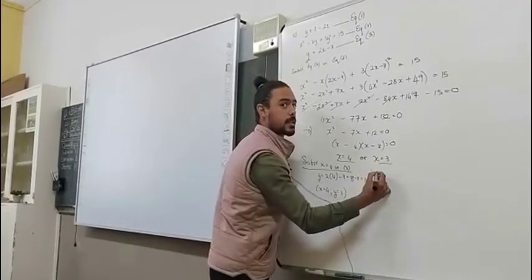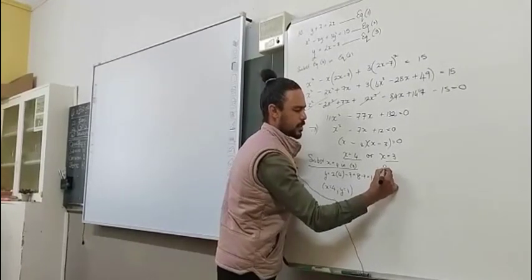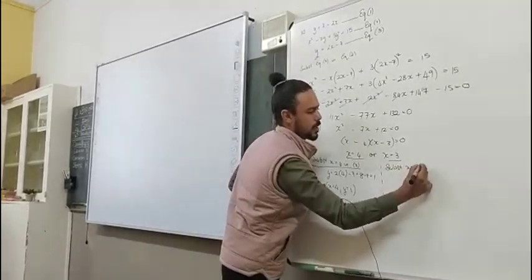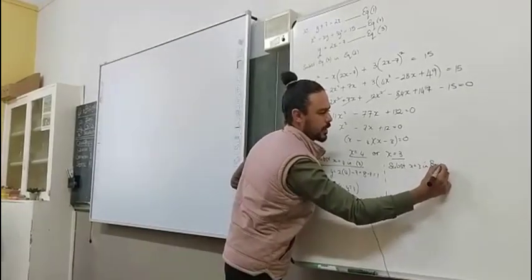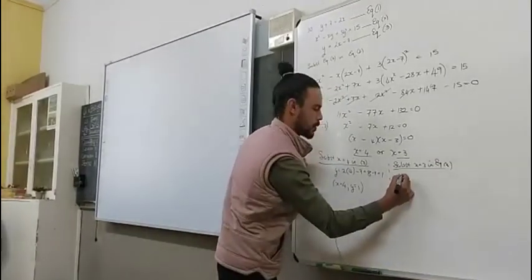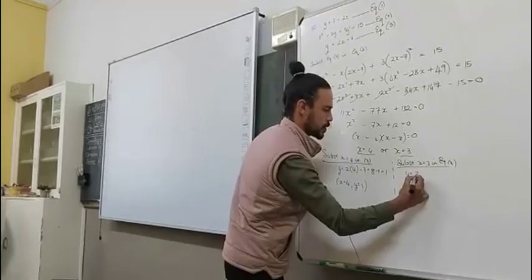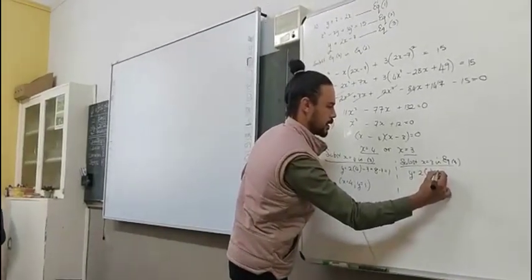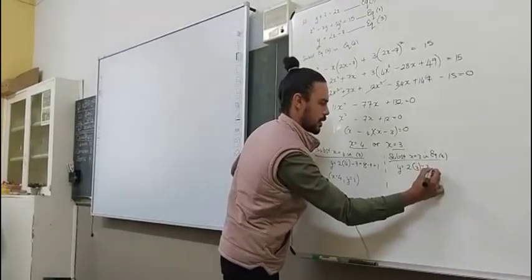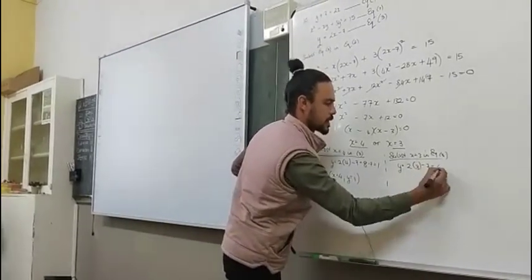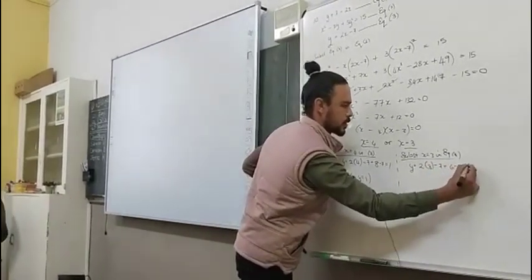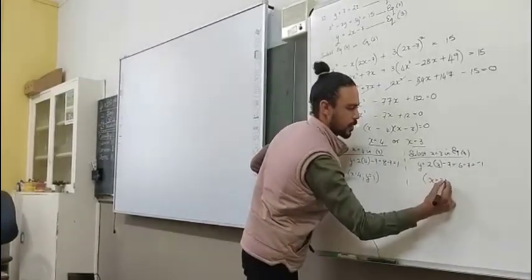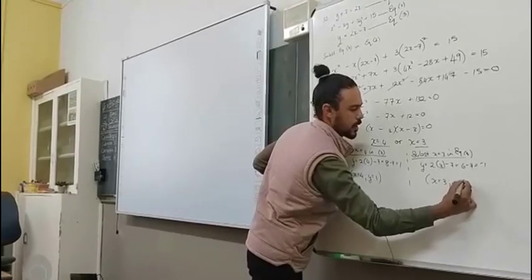And then I'm going to substitute x equals to 3 in equation number 3. Then we're going to say y is equals to 2 times 3 minus 7, that becomes 6. 6 minus 7 is equals to negative 1. So that means where x is equals to 3, y is equals to negative 1.